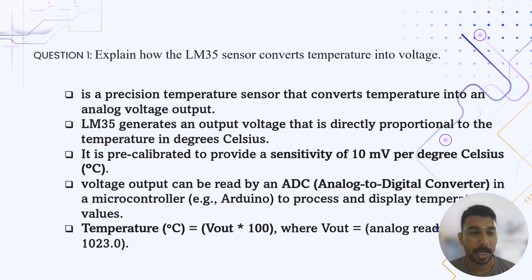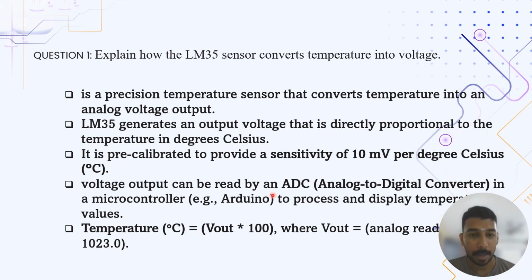Okay, moving on to the next one is the assignment question. Question number 1 is to explain how the LM35 sensor converts temperature into voltage. So LM35 is a precision temperature sensor that converts temperature into an analog voltage output. LM35 generates an output voltage that is directly proportional to the temperature in degrees Celsius. It is pre-calibrated to provide a sensitivity of 10 millivolt per degree Celsius.